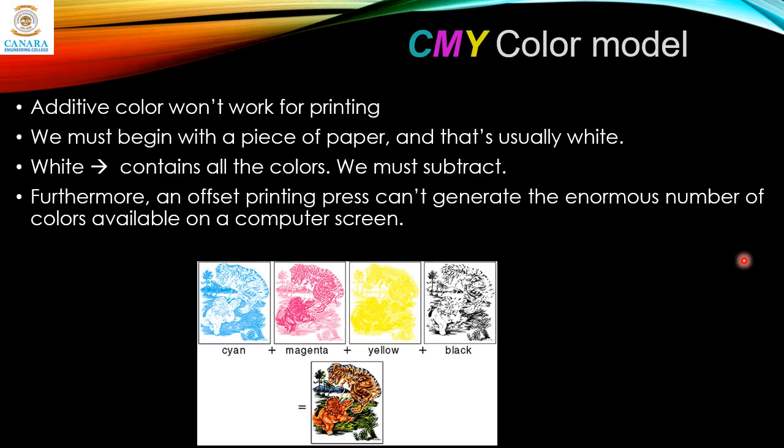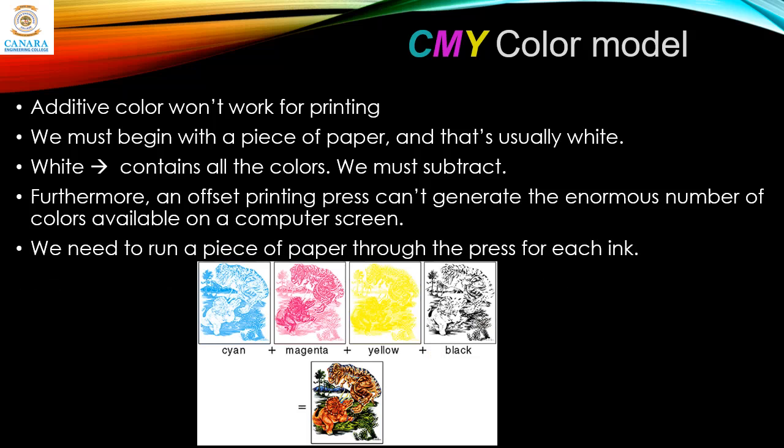Furthermore, an offset printing press can't generate the enormous number of colors available on a computer screen. As we saw in the color gamut theory, displays, televisions and projectors can generate more colors compared to a printer, because with a printer you need to deal with ink, and you need to think about mixing the inks and pigments, so you won't get the range that you can get in displays.